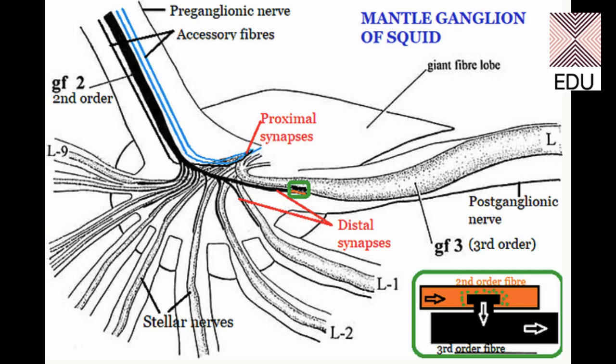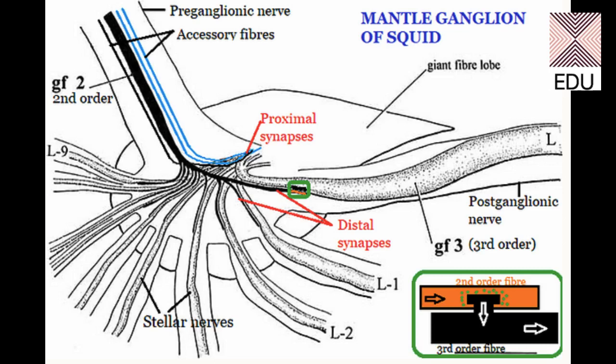So the impulse is coming from the second order fiber, from the pre-ganglionic nerve in GF2, and that is going to this distal synapse, and through this synapse the impulse is traveling now into the GF3, the third order fiber, into the post-ganglionic nerve. So this is through the transmitters. So students, this is the actual diagram which is showing you the connection in between the GF2 and the GF3 inside this mantle ganglion of the squid.